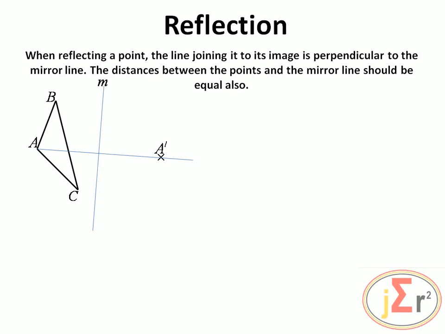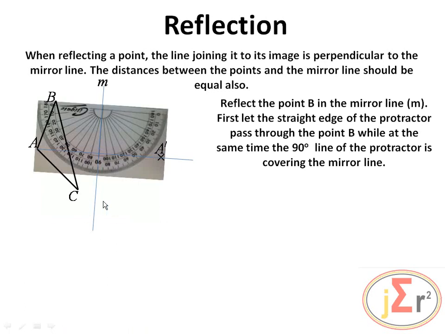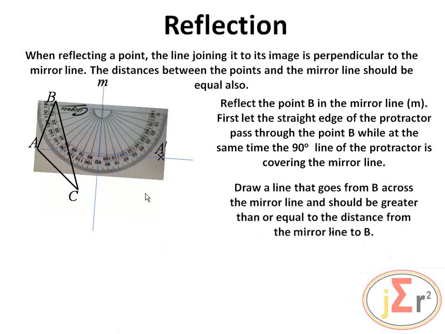Therefore, we are going to construct a line that passes through B that is perpendicular to the mirror line. And of course, that is done by letting the straight edge of the protractor pass through the point B, while at the same time the 90 degrees line of the protractor is covering the mirror line. See, the straight edge of the protractor is passing through B, and the 90 degrees line of the protractor is on the mirror line.